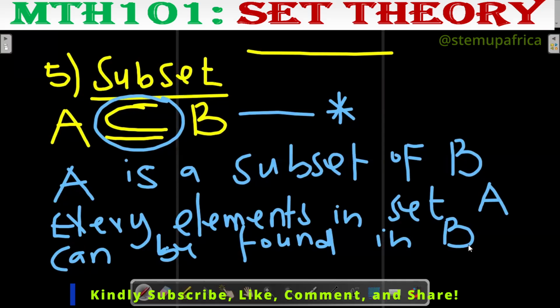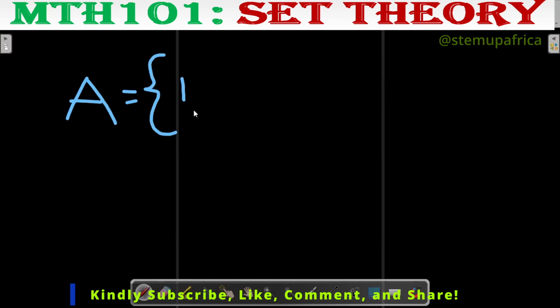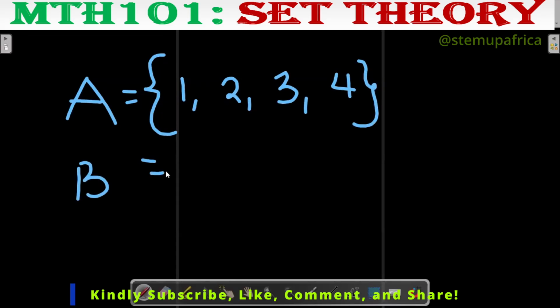Are you there? Okay, let me give you a typical example of what I mean by that. Let's assume this is set A. Now I told you a set is represented in what? In capital letter. So let's say set A is 1, 2, 3, and 4, for instance. Then set B is 2 and 4.